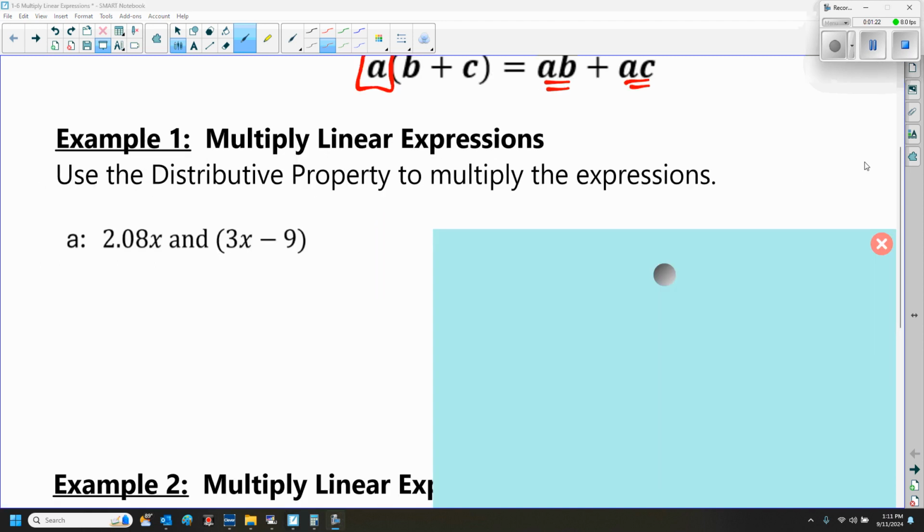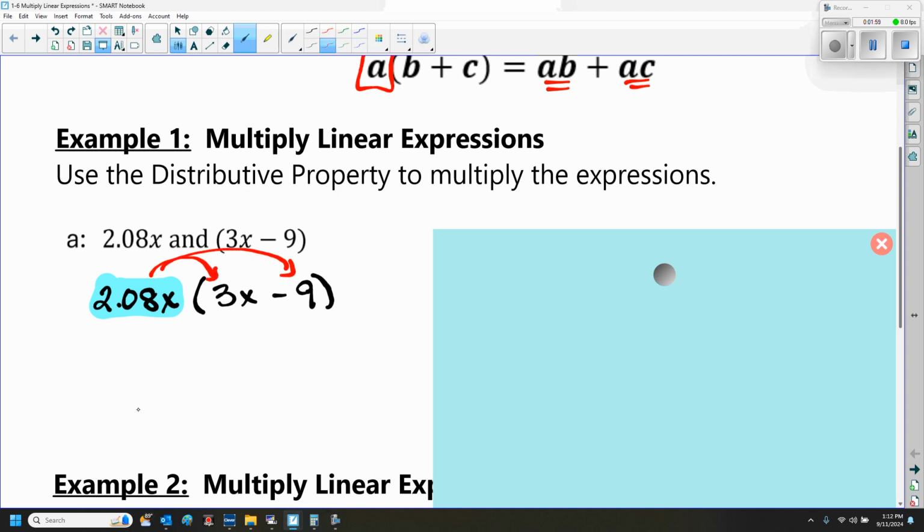So example 1 is multiply linear expressions. So we are going to use the distributive property to multiply these two together. So this is one monomial and this is a linear expression. So we're going to take the 2.08x and we're going to multiply that times 3x minus 9. So I'm going to take this 2.08x and I'm going to multiply it times everything inside the parentheses.